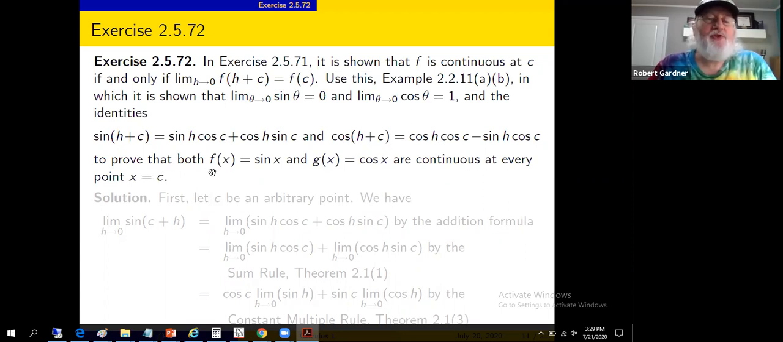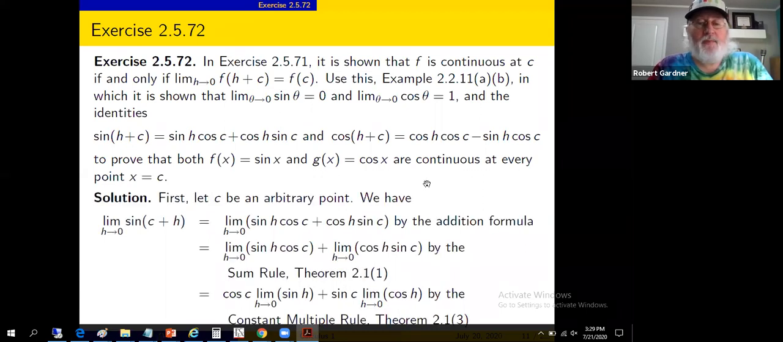Use all that information to prove that f of x equals sine x and g of x equals cosine x are continuous at all points x equals c. Their domains include all real numbers, by the way. All right. Well, let c be an arbitrary real number, an arbitrary point. We want to show the limit as h approaches 0 of the sine of c plus h equals the sine of c.